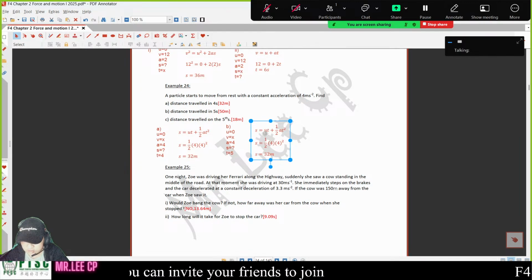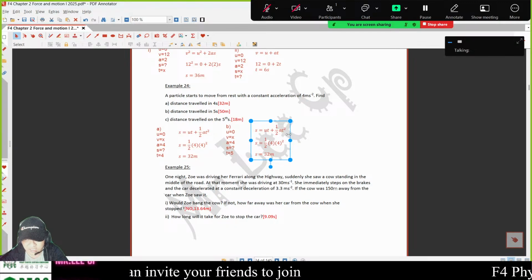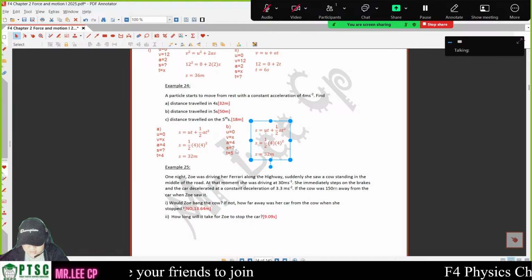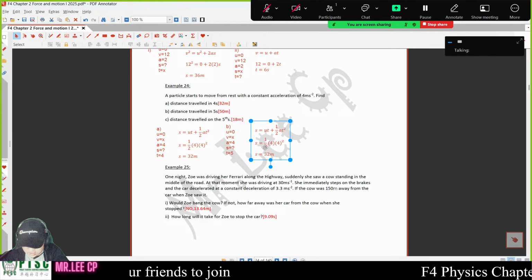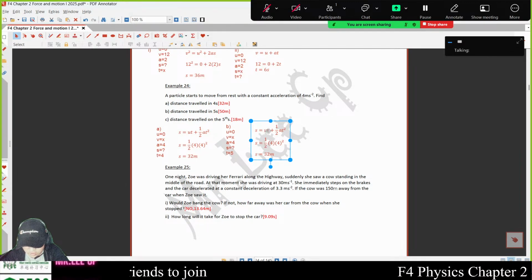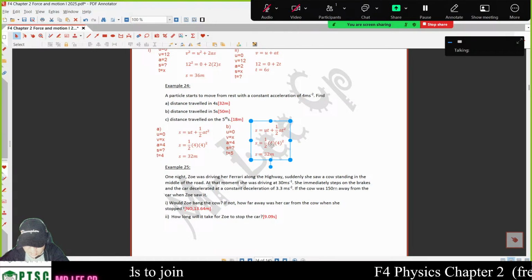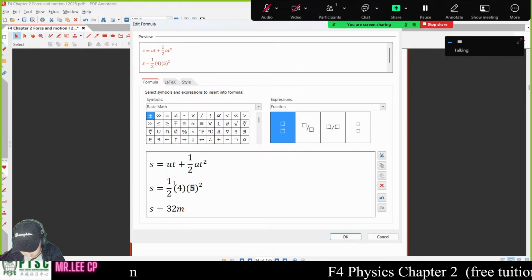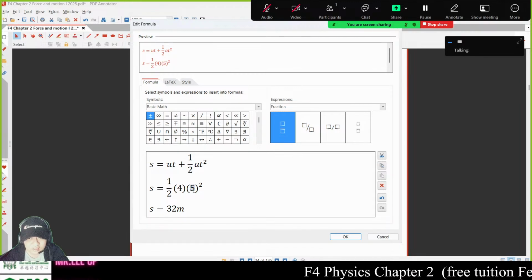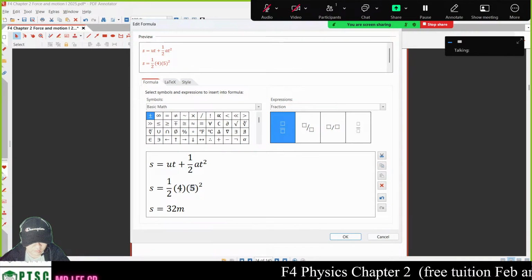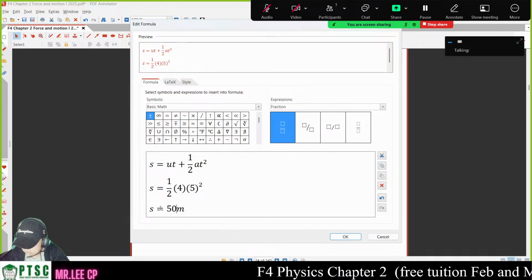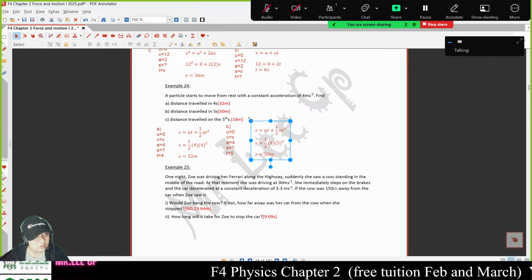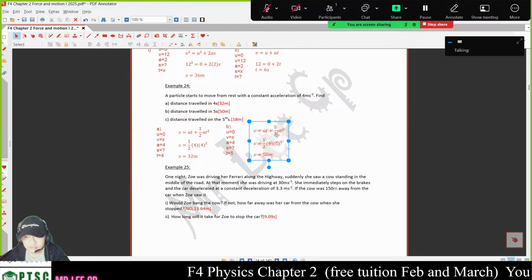Now S is UT plus half AT squared. S we don't know. U is 0, 0 times whatever is 0. Half AT squared, T is 5 right here. Half times 4 times 5 squared. 5 squared is 25. 25 times 2 is 50. So we got the answer as 50.